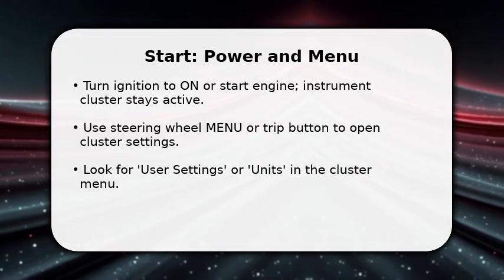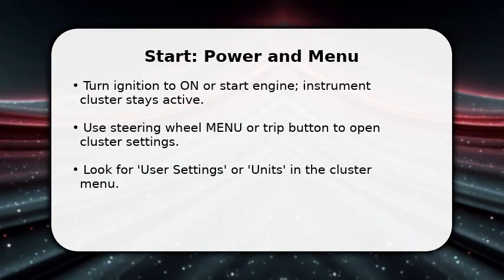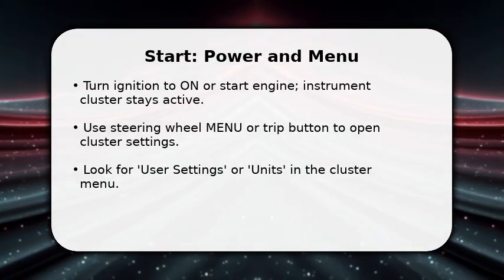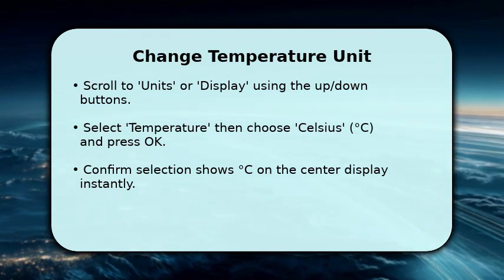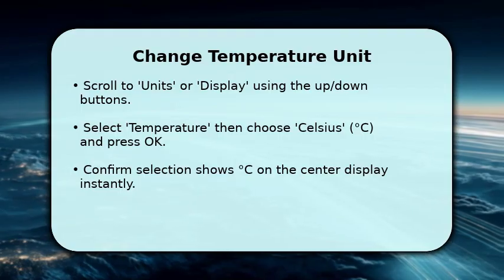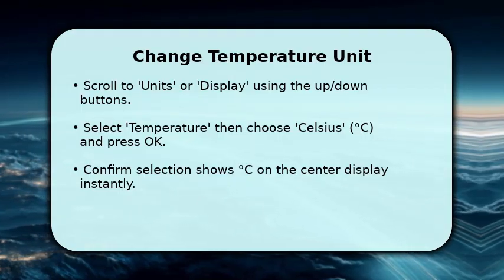Make sure you can see the small display between the dials. That visibility guides the next presses. Once inside user settings, scroll through with the directional buttons until you hit units or display. You want to find temperature specifically. Highlight it and press OK.